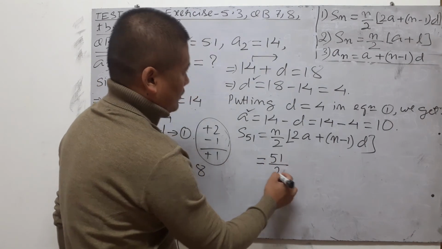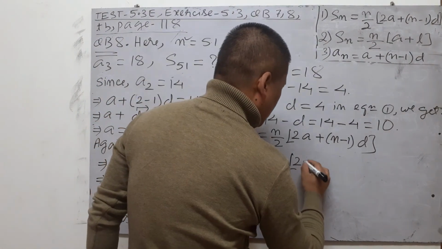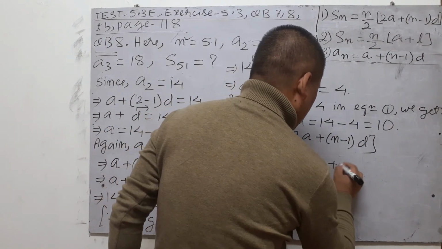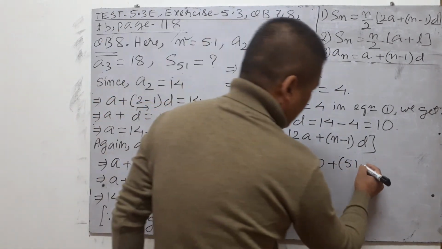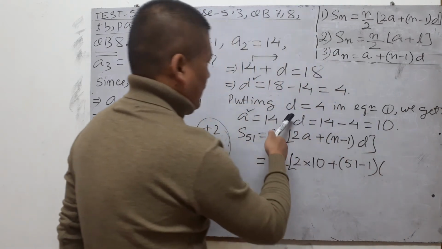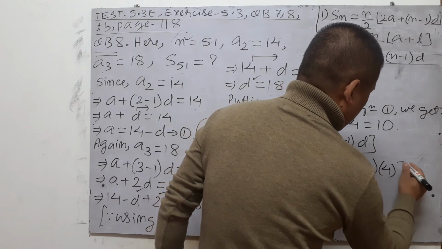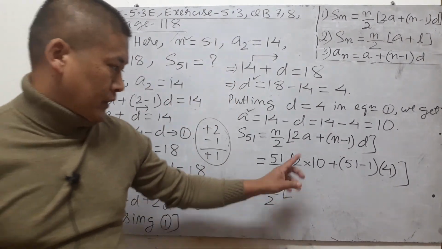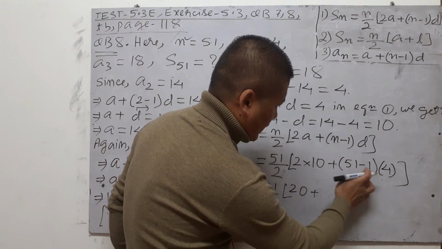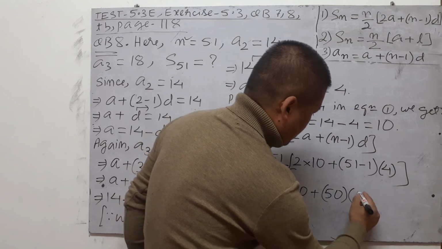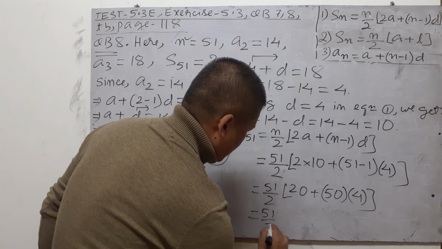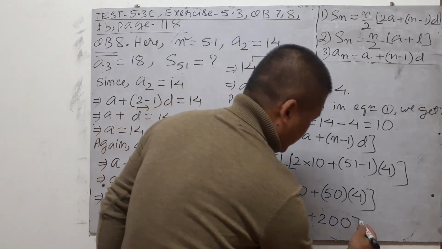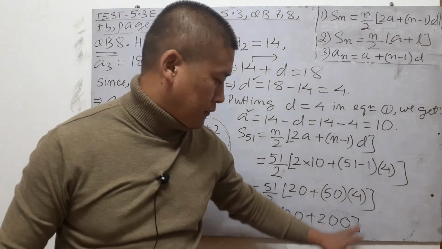Our case is 51 divided by 2, as total number of terms is 51, into 2 into A. The first term A has been found out to be 10, so you can write there 10, plus N is 51, minus 1, into D, and D equals 4. Then 51 by 2 into 2 tens are 20, plus 51 minus 1 is 50 into 4. 5 fours are 20, then put a 0 at the back, and it becomes 200.